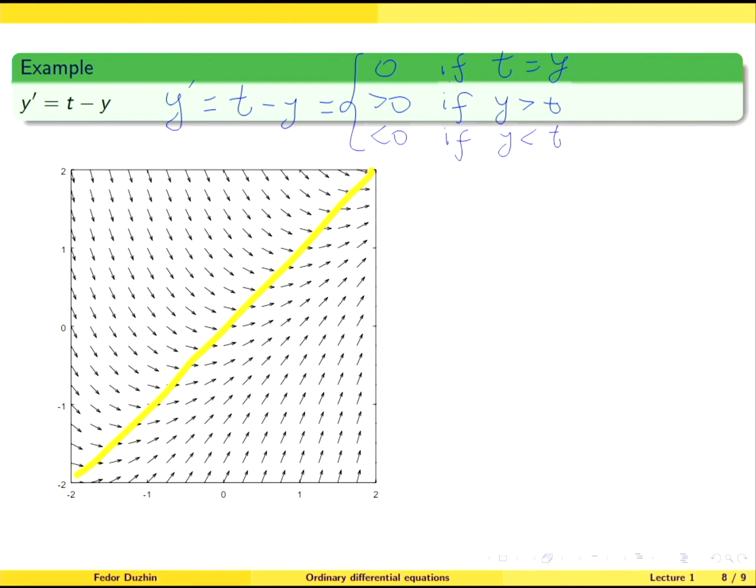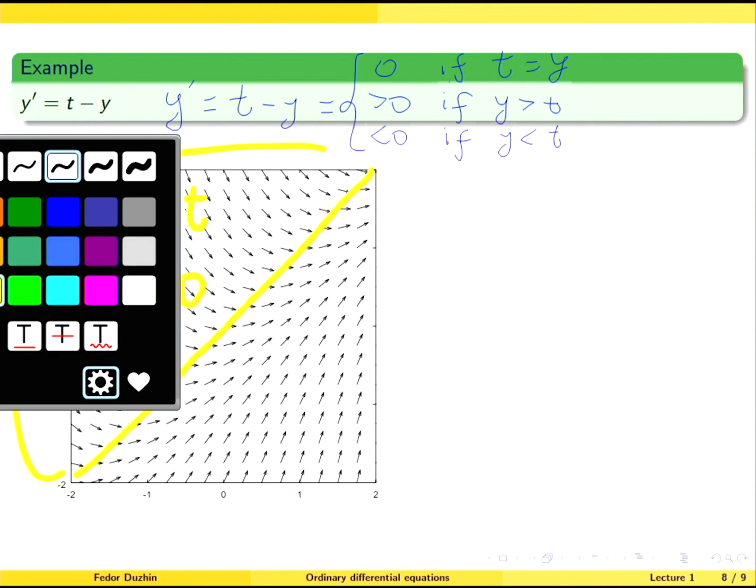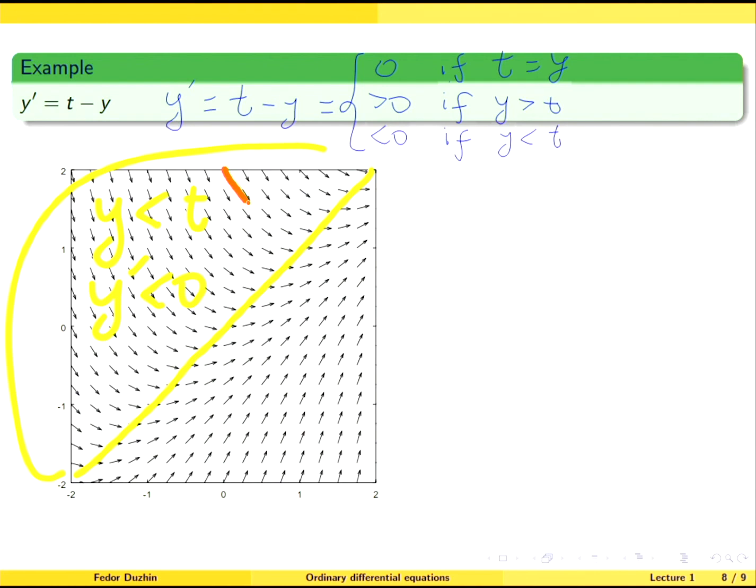Right, so the region where y is less than t is above this triangle. So here y is less than t. Here y is less than t. Therefore the right-hand side of our differential equation is negative, which you can see by all arrows pointing a little bit downward. So the second component of all these vectors is strictly negative, which means that within this area, all solutions are decreasing.